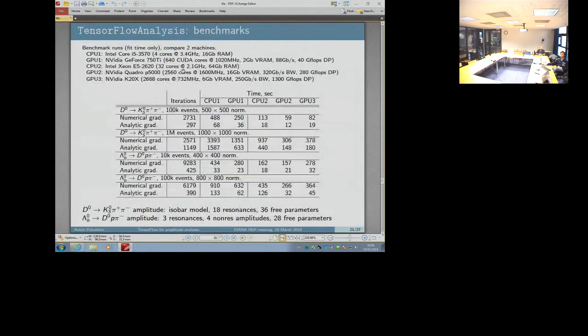I've tried to run it on a few machines. Here, CPU1, GPU1 is basically a not very powerful desktop machine with a gaming card. CPU2, GPU2 is a more high-end machine we have in Warwick. Still, this GPU2 card is something that is not designed to work with double precision.